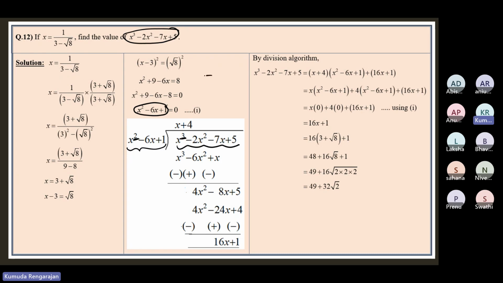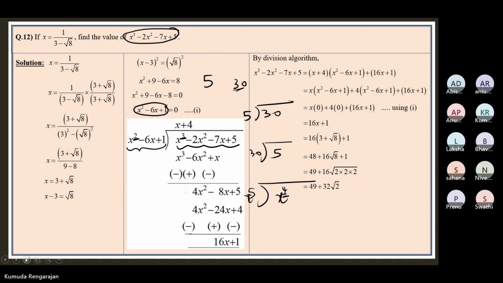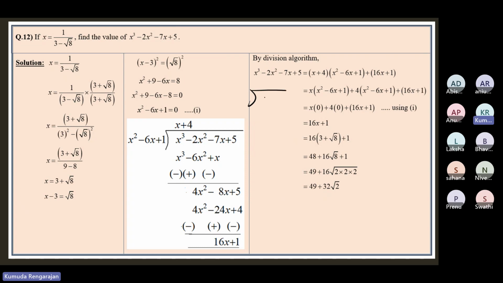Like if you have 5 and 30, you prefer to have 30 as the dividend because it's bigger than 5, and 5 as the divisor. Here you can divide 5 and 30 like this. But in algebra, you cannot divide if you have x power 4 here and x power 5 outside. If the degree of the dividend is less than the divisor, you cannot divide at all. Like with numbers, you can do 1 divided by 4.